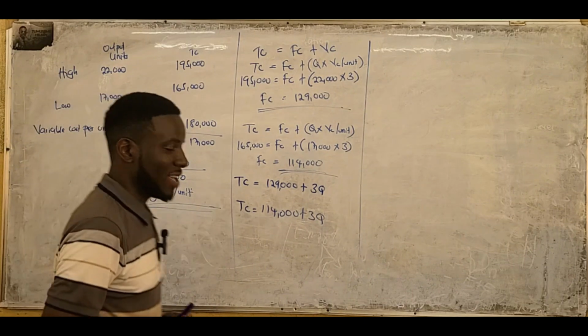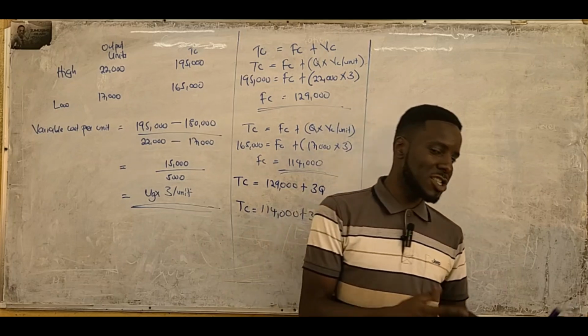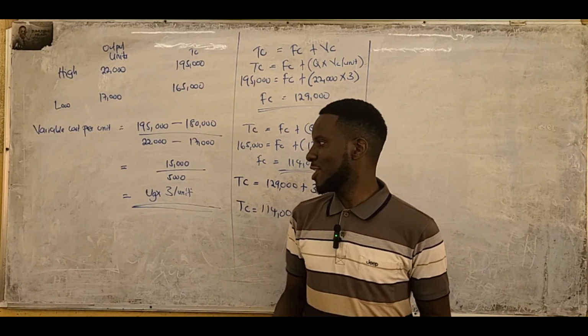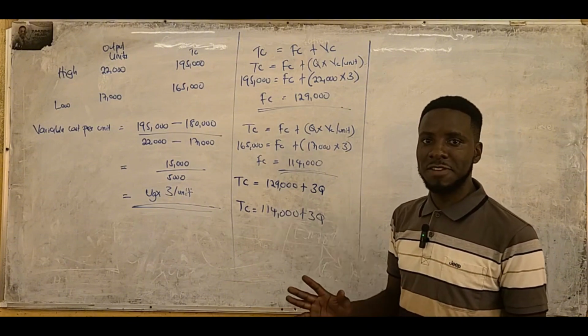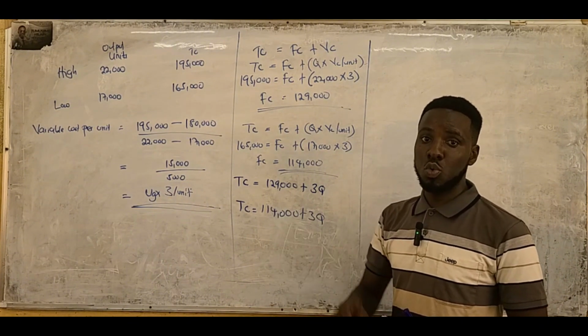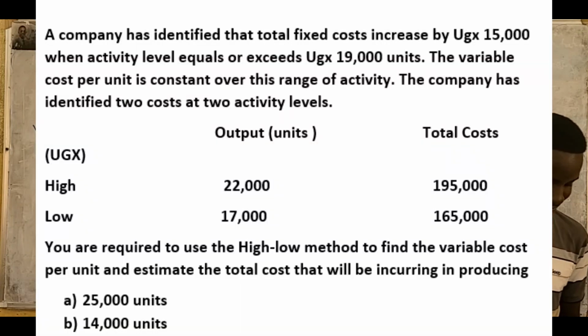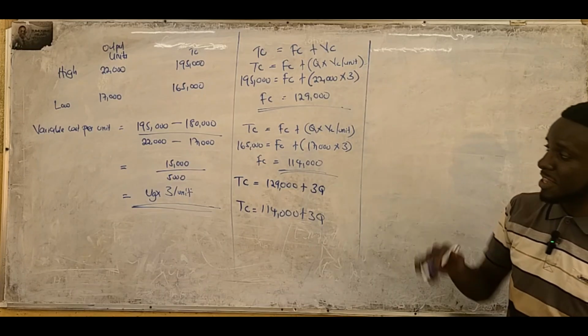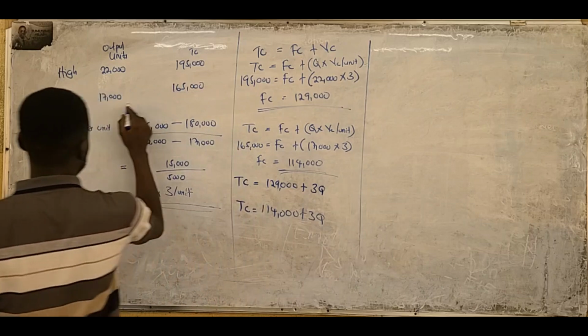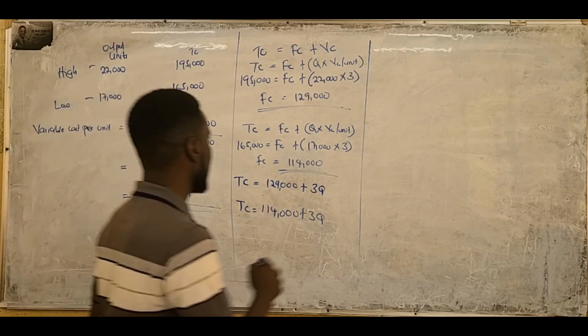Now, this is not all. Remember I told you we are looking at cost segregation and estimation. We have segregated the cost, and that is very fine. But now there's an important part that you're supposed to do, which is the estimation. When you go back to the question, they say to estimate the total cost that will be incurred in producing 25,000 units and 14,000 units. Realize 14,000 is within this range and 25,000 is within this range.